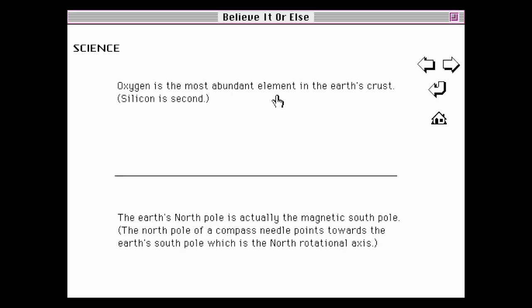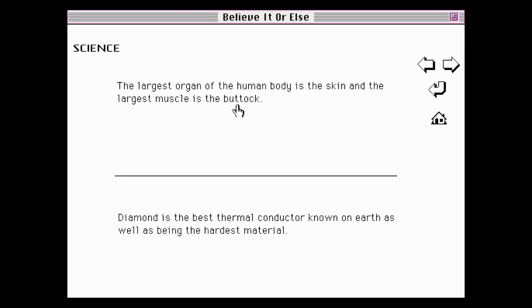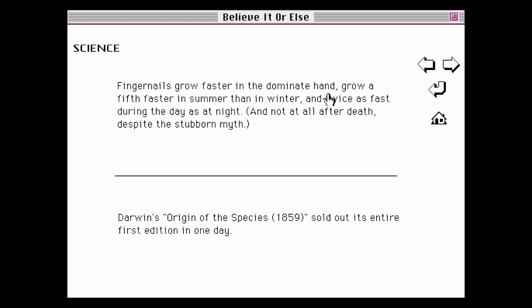Oxygen is the most abundant element in the Earth's crust. Silicon is second. The Earth's North Pole is actually the magnetic South Pole. The North Pole of a compass needle points towards the Earth's South Pole, which is the North Rotational Axis. The largest organ in the human body is the skin, and the largest muscle is the buttock. Buttock. Fingernails grow faster in the dominant hand, grow a fifth faster in the summer than in the winter, and twice as fast during the day as at night, and not at all after death, despite the stubborn myth.